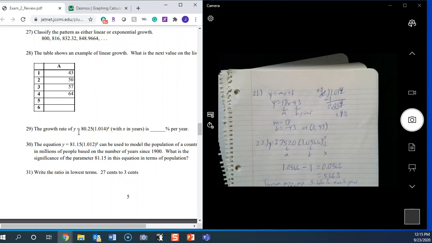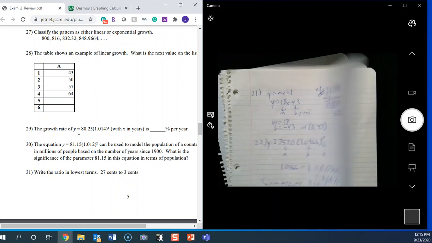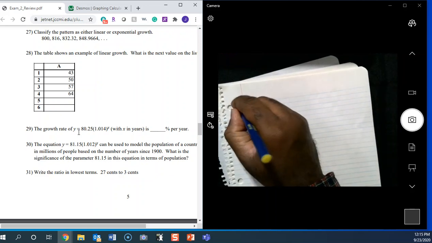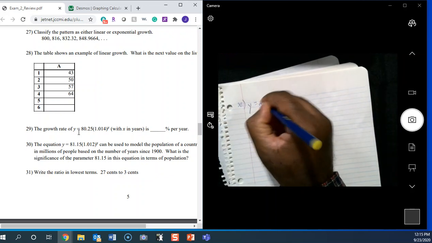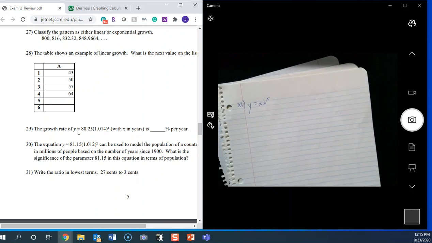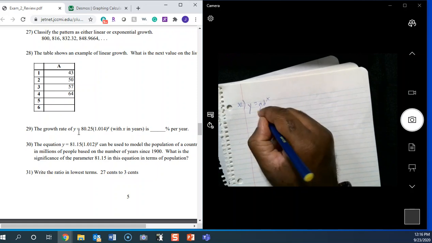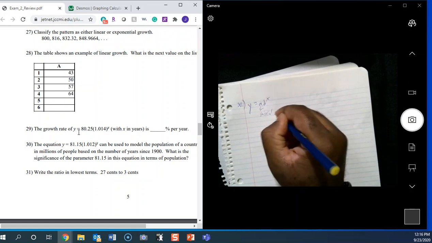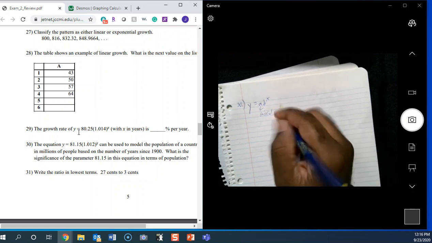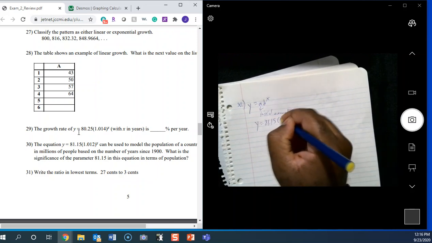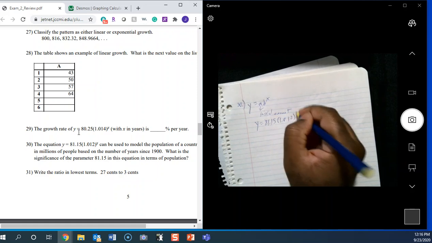What is the significance of the parameter 81.15 in this equation in terms of the population? So first of all, we know in problem 30, this is written as y equals ab to the x. Okay, that's the first thing. The second thing is we know that A is the initial amount or the starting point. So 81.15 is actually the starting point here.